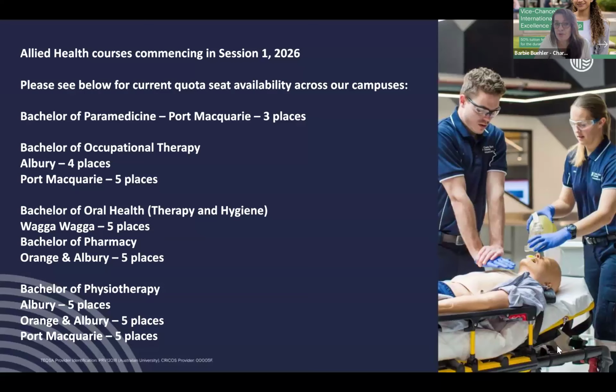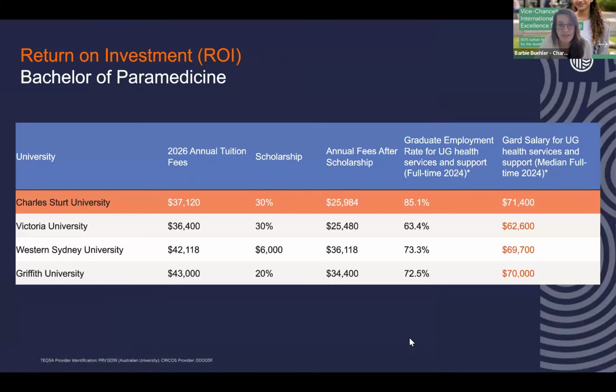Okay, so very practical programs and lots of work placement for students. Some of the other programs for allied health are Bachelor of Paramedicine, Bachelor of Occupational Therapy, Bachelor of Oral Health, and Bachelor of Physiotherapy. Each of those has limited spots available each year, again, only in the first session of every year. And then the return on investment after the scholarships have applied, we are one of the most affordable tuition fees with the highest employment after graduation.